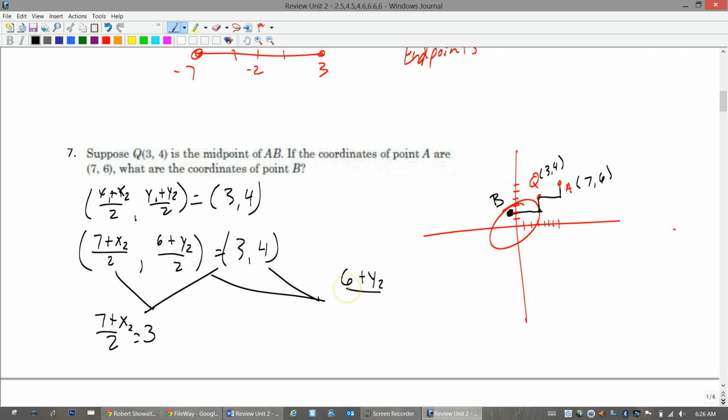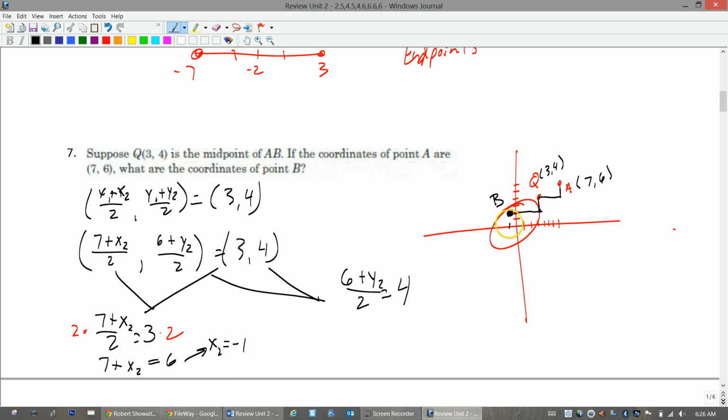Because for this to be the midpoint, the x-coordinate has to equal the x-coordinate, and the y-coordinate has to equal the y-coordinate. That's why we're setting them up. Now we can solve these two equations. We multiply both sides by 2. 7 plus x equals 6. Minus 7 from both sides, and we get x equals negative 1.